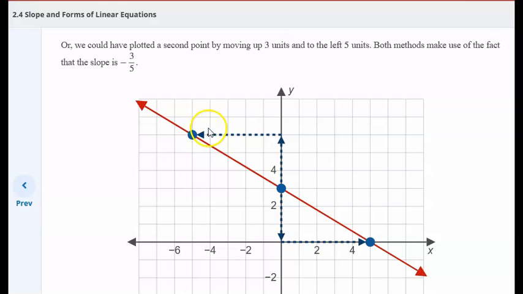So again, shortcut, if it starts high, goes down as you go to the right, that's negative slope. So if in the example they're calling for positive slope, be sure it starts low and goes up. Could make that error. Try not to. All right, let's go on.